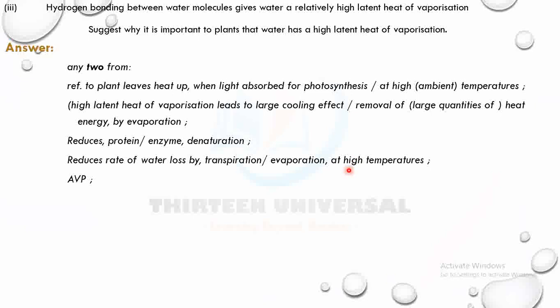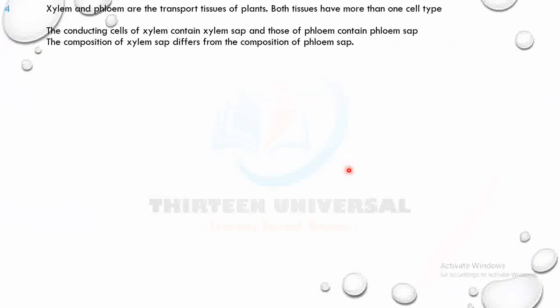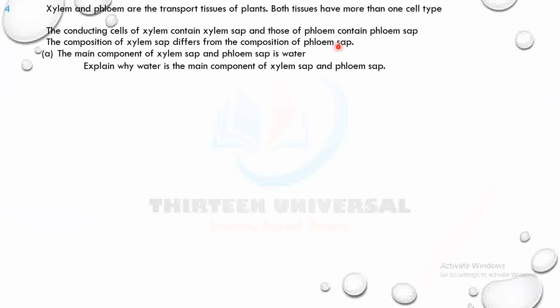Xylem and phloem are the transport tissues of plants. Both tissues have more than one cell type. The conducting cells of xylem contain xylem sap, and those of phloem contain phloem sap. The composition of xylem sap differs from the composition of phloem sap. Let's look at it: explain why water is the main component of xylem sap and phloem sap.